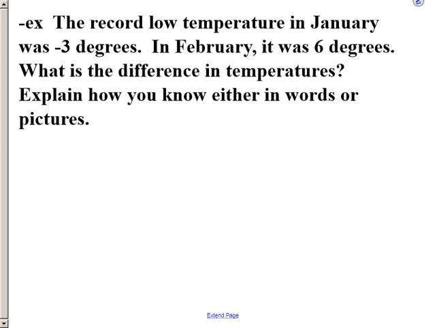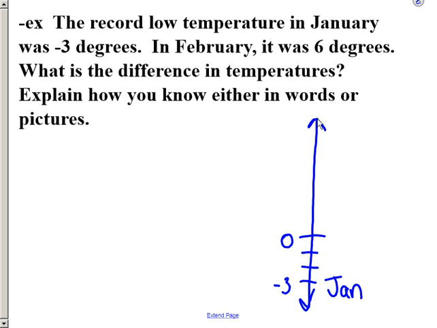So if I were going to do this, I would say, well, the record low temperature in January was -3 degrees. So I would look at a number line. I'm going to draw it vertically this time, because when I'm thinking about temperature, that makes more sense to me. So here's my -3, and that's the temperature in January. In February, it was 6 degrees, so that means it's going to be 6 above 0. So it's going to be right here in February. And the question says, what is the difference in the temperatures? Explain how you know, either in words or pictures. So I'm explaining it in pictures.